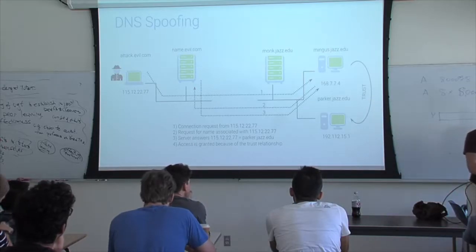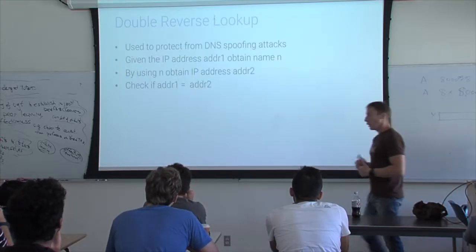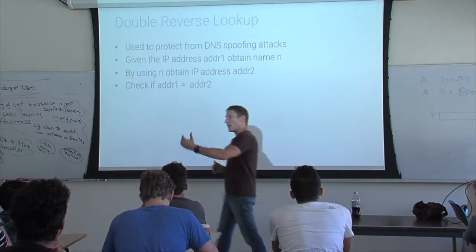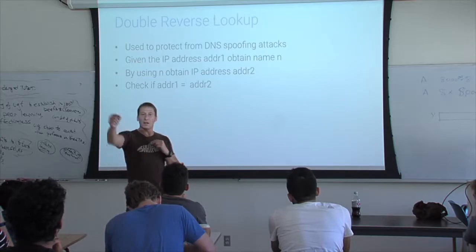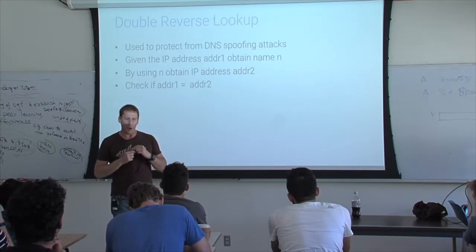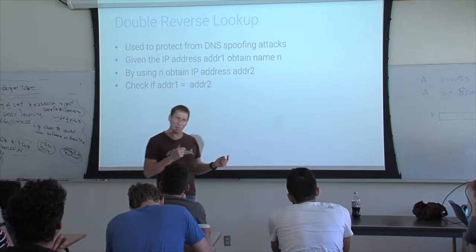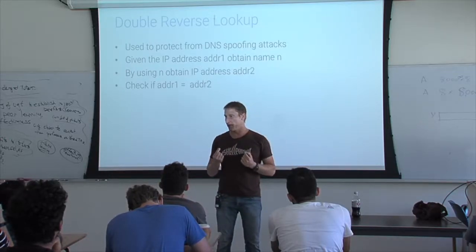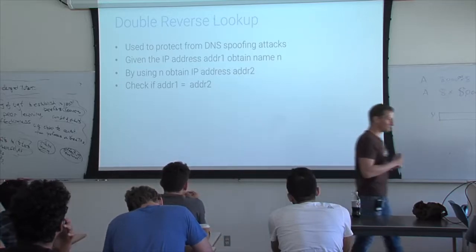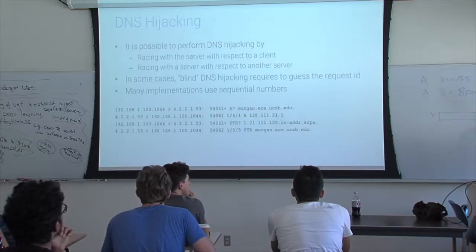Okay? So people pretty soon realized that this was not a good idea, and so they introduced a concept called the double reverse lookup. And the basic idea is the IP address comes in, I say, hey, what is the name for that? Oh, it's parker.jazz.edu. Okay, what are the IP addresses associated with parker.jazz.edu? And then you compare the results.